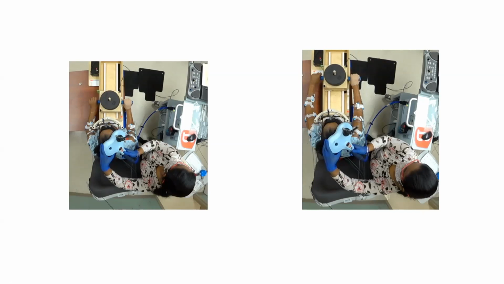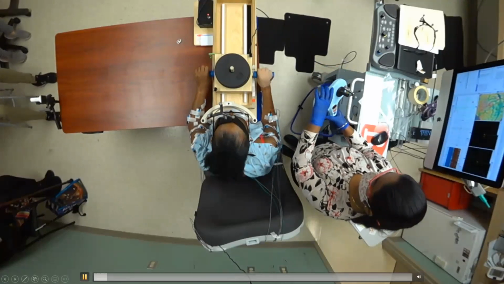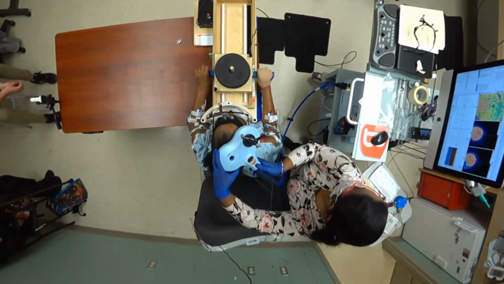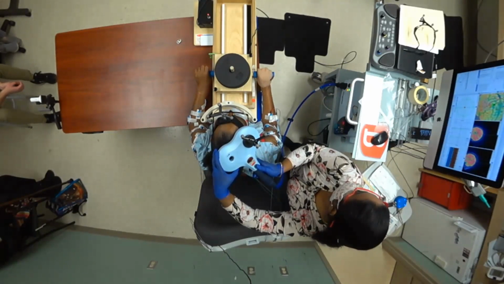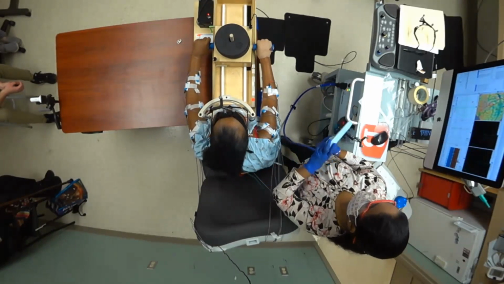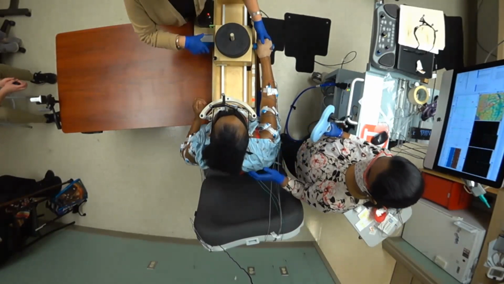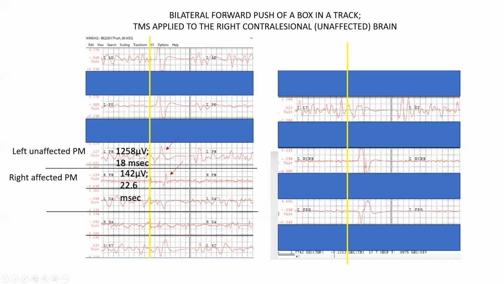And let's see what that looks like. Ready. Sapna ready. Start. That little click you heard was the TMS, but it was triggered by the patient so that we could trigger it at the same time each time, same place each time. So this is bilateral forward push of a box in a track.